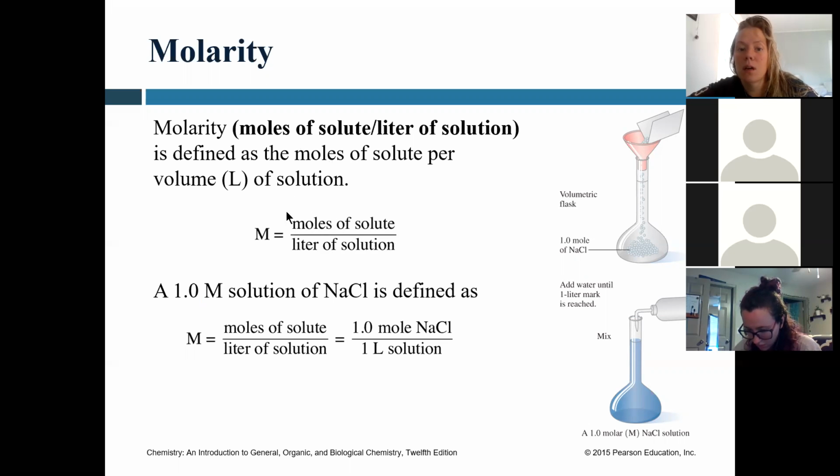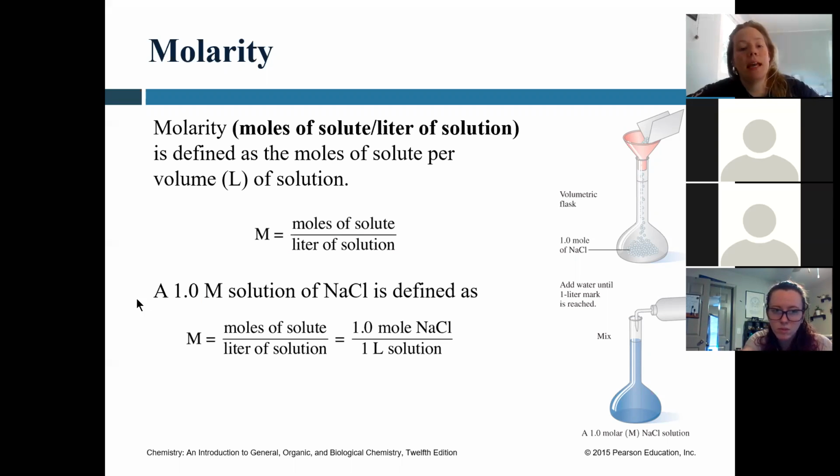Moles are not usually a value that's given. A lot of times you'll be given information in grams, so make sure you convert your grams into moles. And then also note that it's liters of solution. The last couple things we had talked about were in milliliters. This one is in liters.